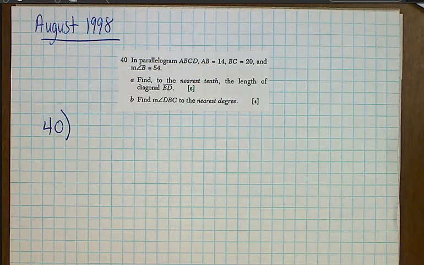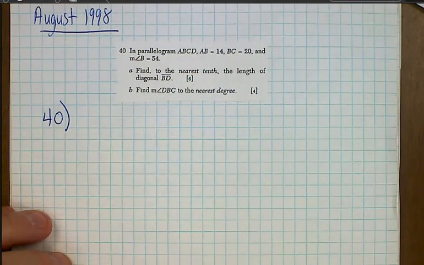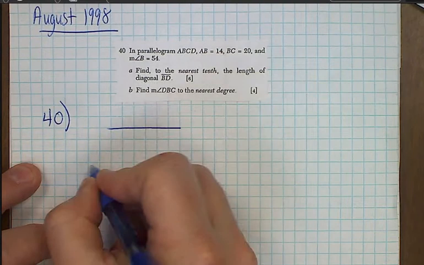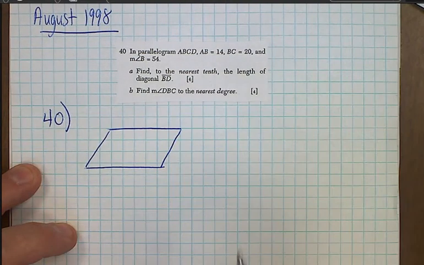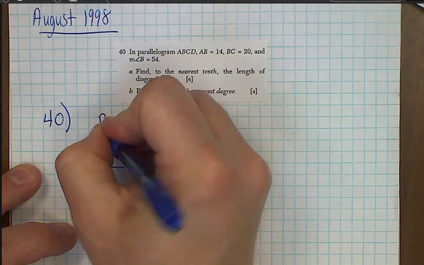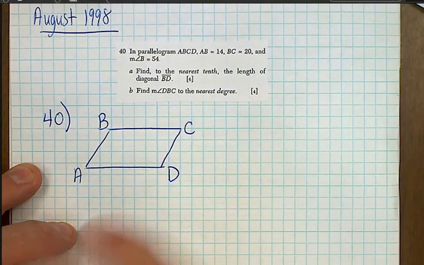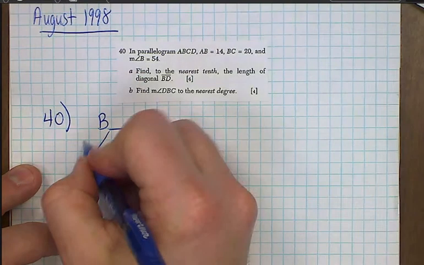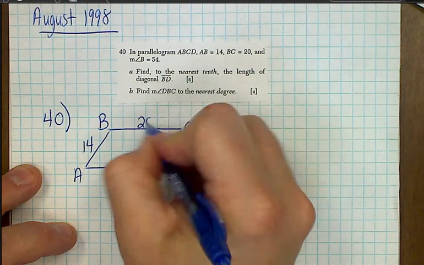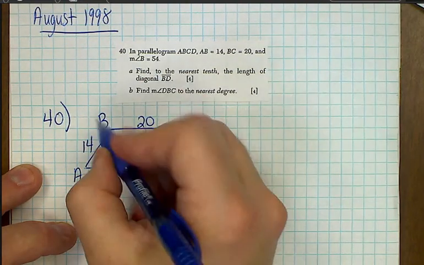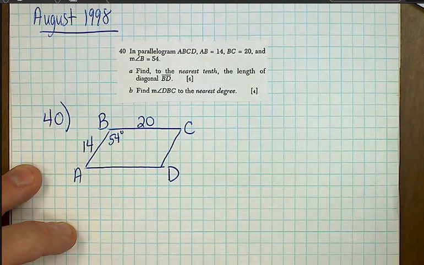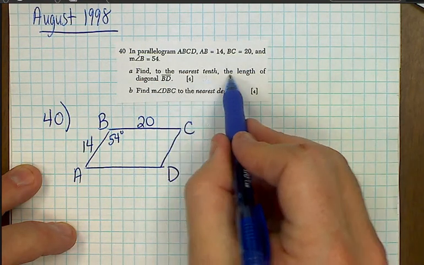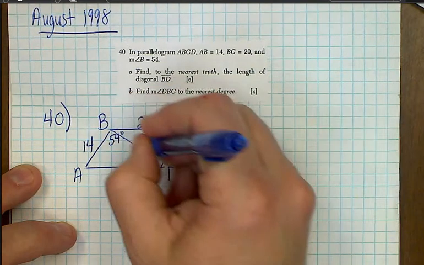And finally, our last question is from August 1998. It's a parallelogram question. So again, before we get started, we are going to draw the diagram. So I'm going to draw a parallelogram here. There we have parallelogram ABCD. It really doesn't matter, even if you have the obtuse angle labeled wrong, it's okay. Just gather the information. AB is 14, BC is 20, angle B is 54. That's what we have so far. Find to the nearest tenth the length of diagonal BD. They want to know that diagonal.